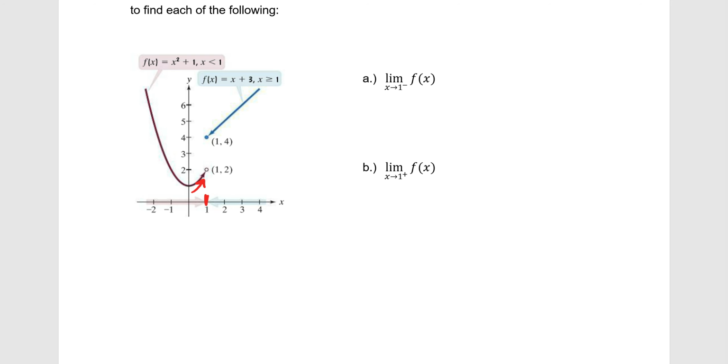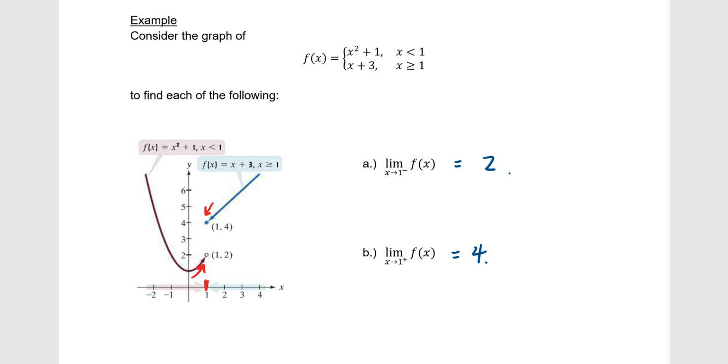So we say, what y value does that look like it's approaching? Well, that looks like it's approaching a y value of 2 when x is 1, right? Next, we're going to be approaching 1 from the right. So we go to the right of 1 and we approach it. And it looks like that is approaching a y value of 4. So that is the difference between approaching from the left and approaching from the right.